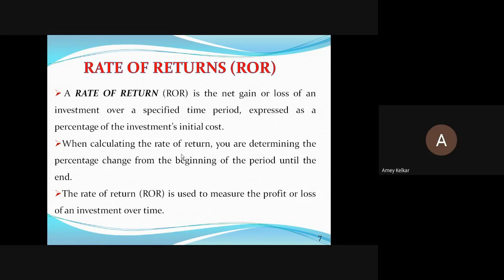That's why, when we take the rate of returns concept into the picture, the time over which your financial cycle happens becomes very important. So rate of return is nothing but what you are gaining or what is your loss over a specified period of time, expressed as a percentage of the initial cost. The rate of returns is used to measure the profit or loss of an investment over time.